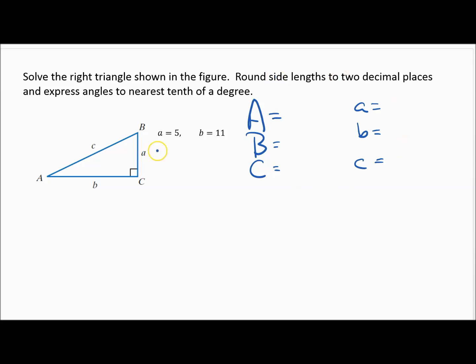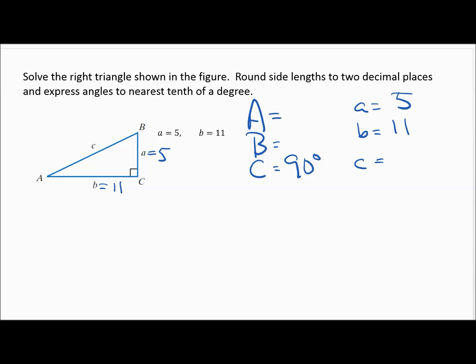Let's fill in what we know. It says A is 5, so here is 5. B is 11. And we don't know C or our other angles. So let's fill in again what we know. A is 5, B is 11, and angle C is still 90 degrees. Let's find anything else we can find.